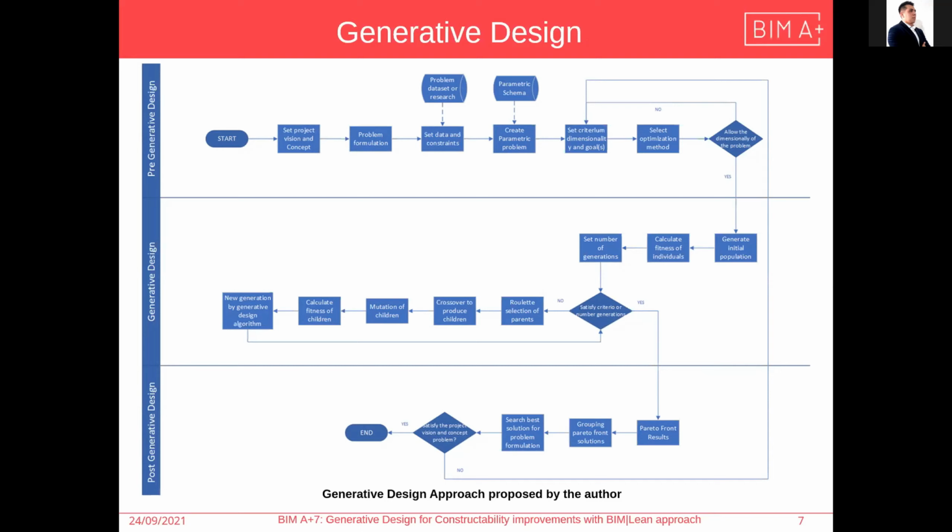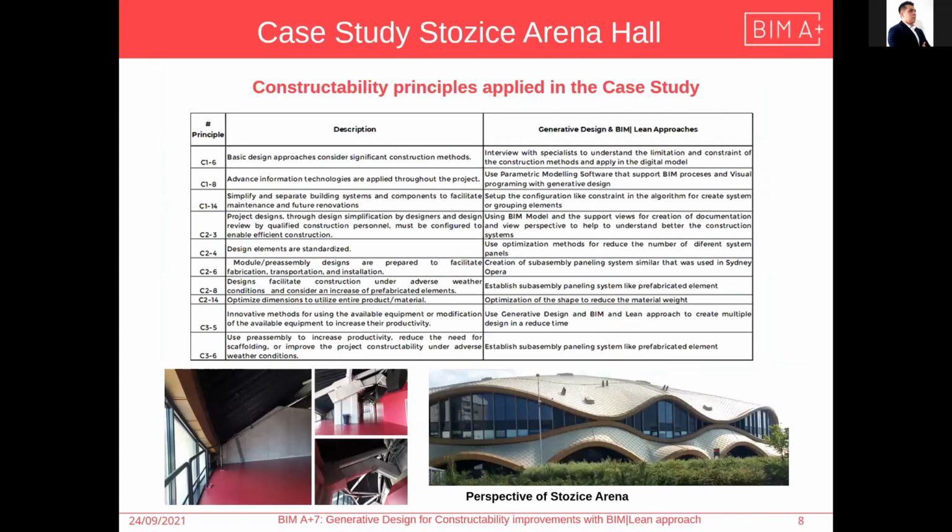In the first, we have this specific part where we set the goals and we reduce the variables to give the machine a problem that can be solved with computation. And finally, we need to analyze the results. For the case study, we have the STOSI Arena Hall, and we need to help solve some principles that constructability applies. And for that, we use technology and the BIM and Lean mechanisms.